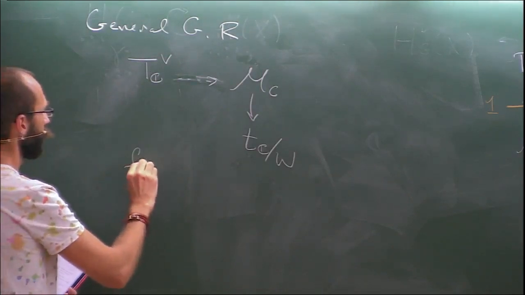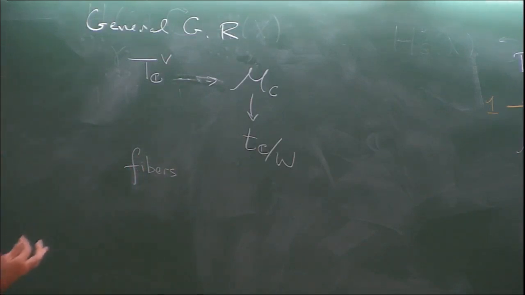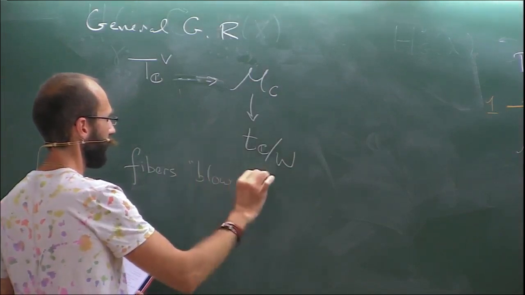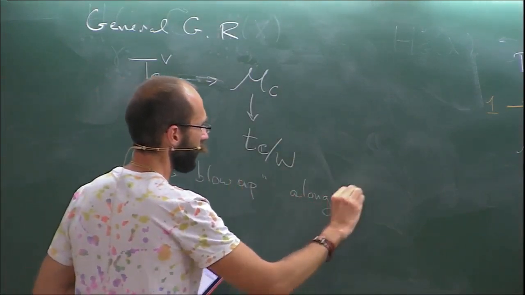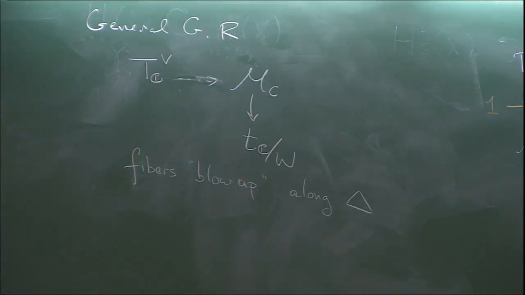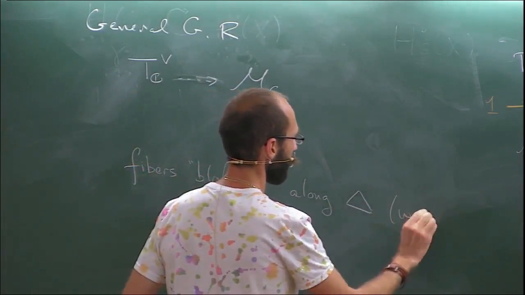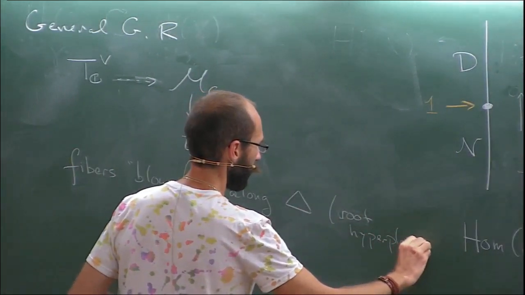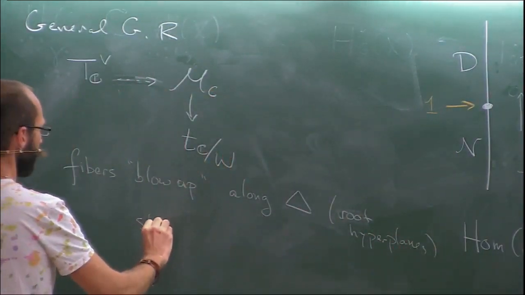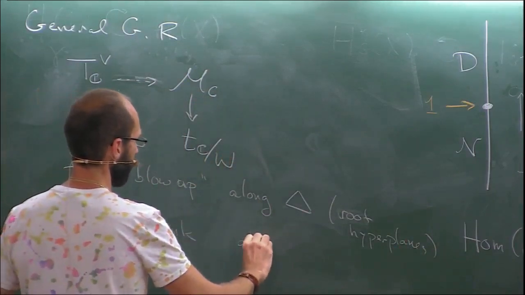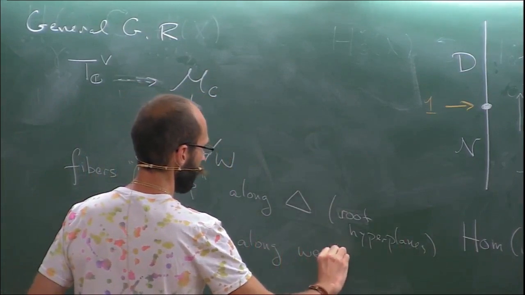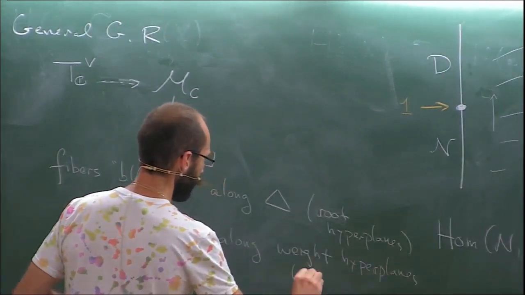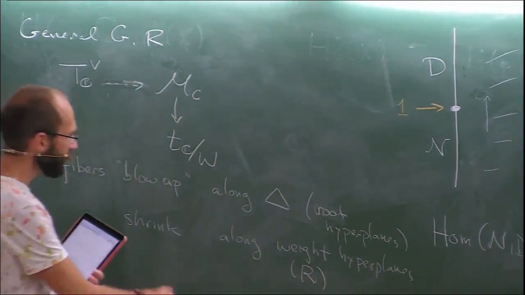The fibers degenerate in various ways. They blow up along the discriminant locus, root hyperplanes. And they shrink along weight hyperplanes. I mean, weights of the representation are in the base.